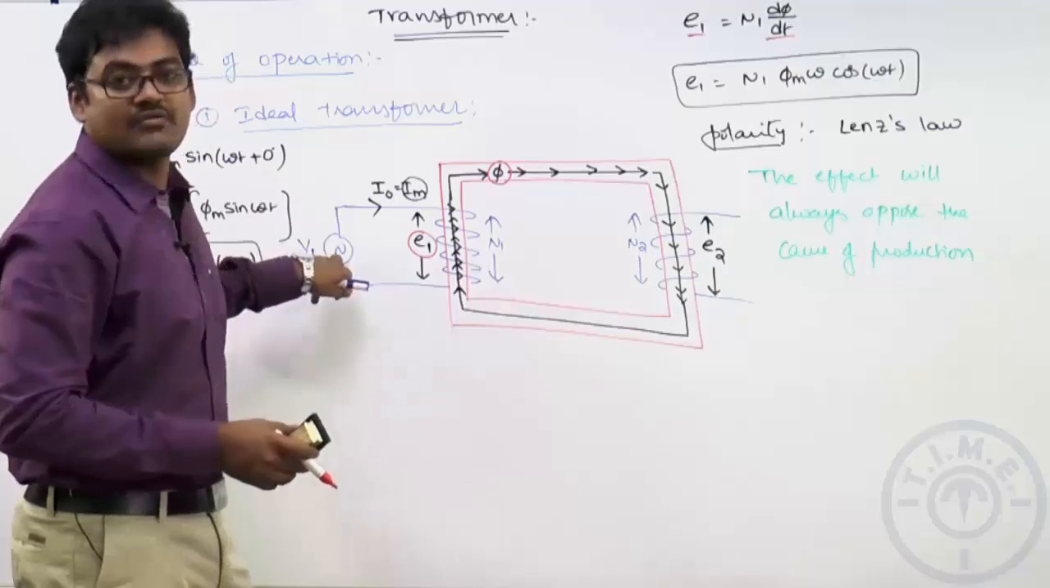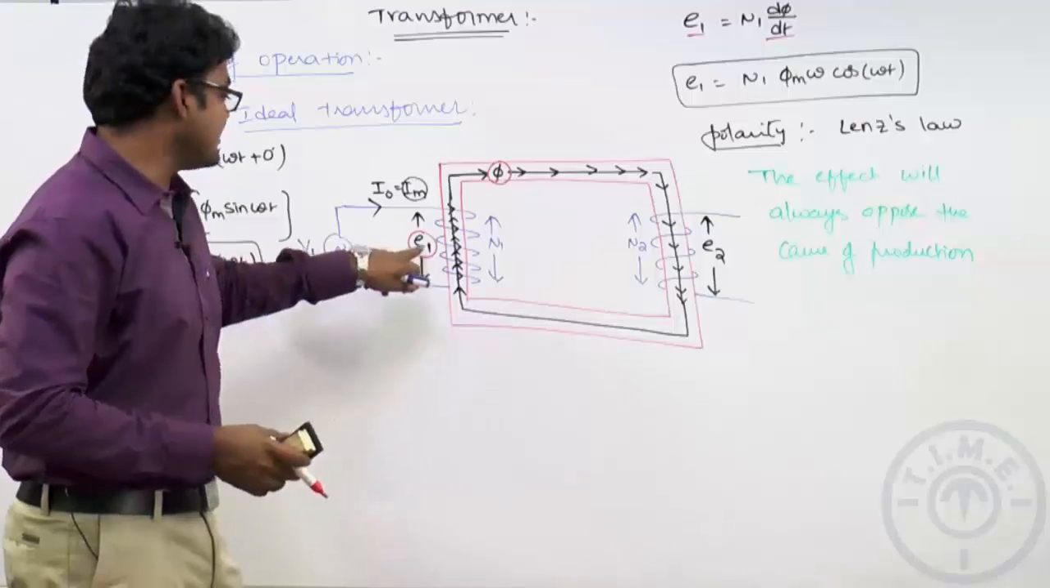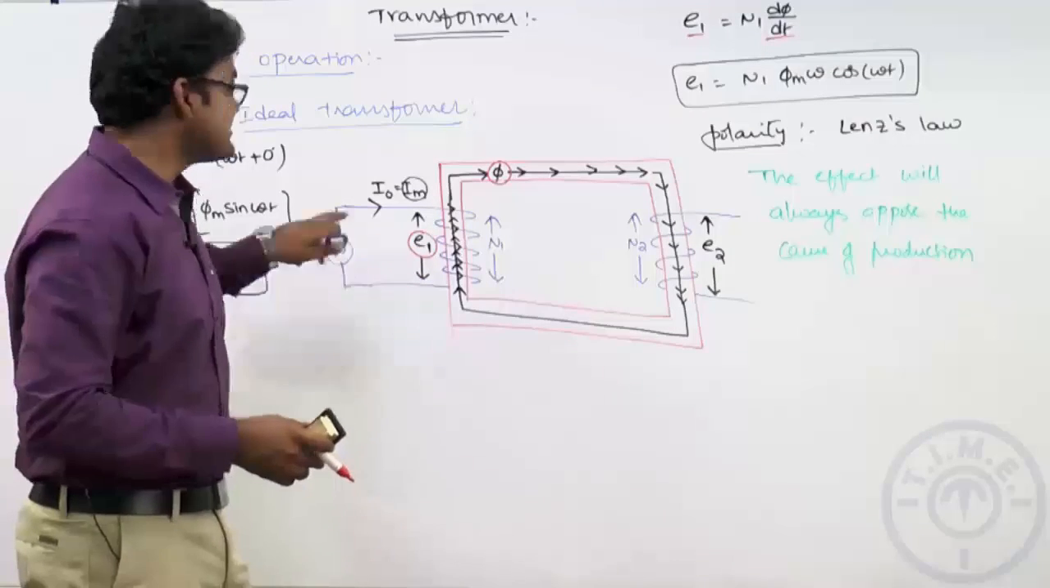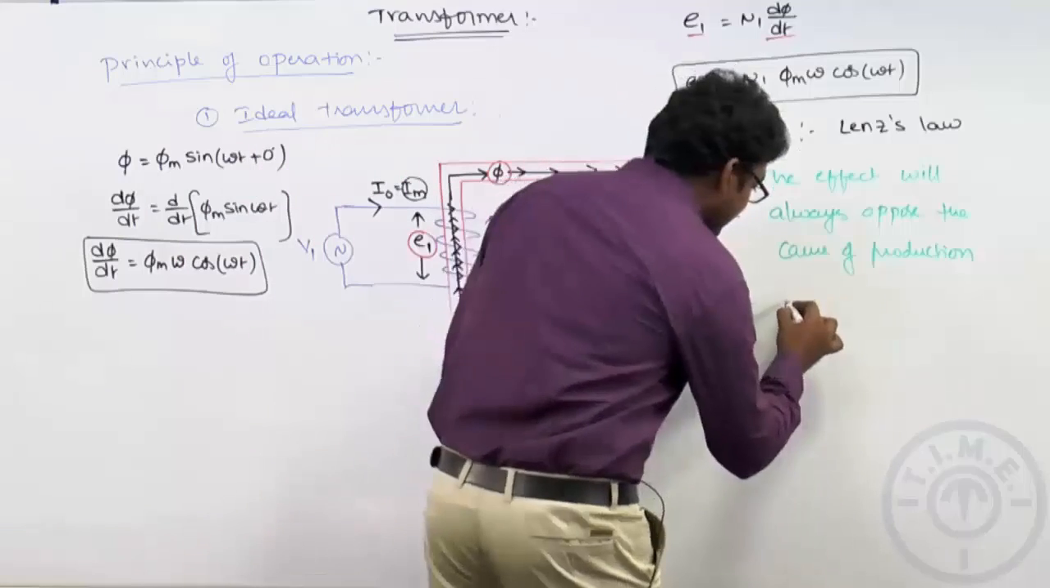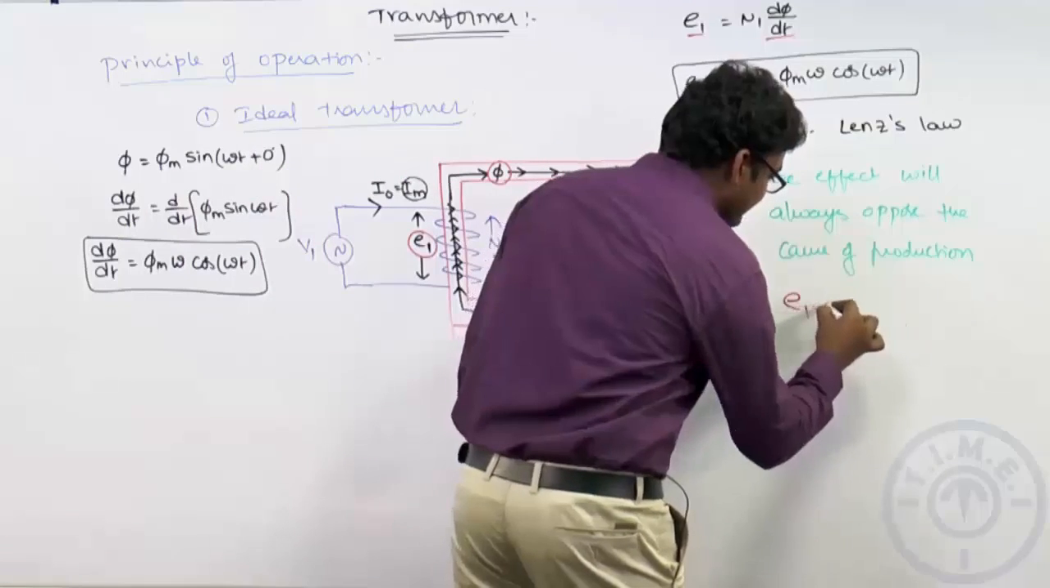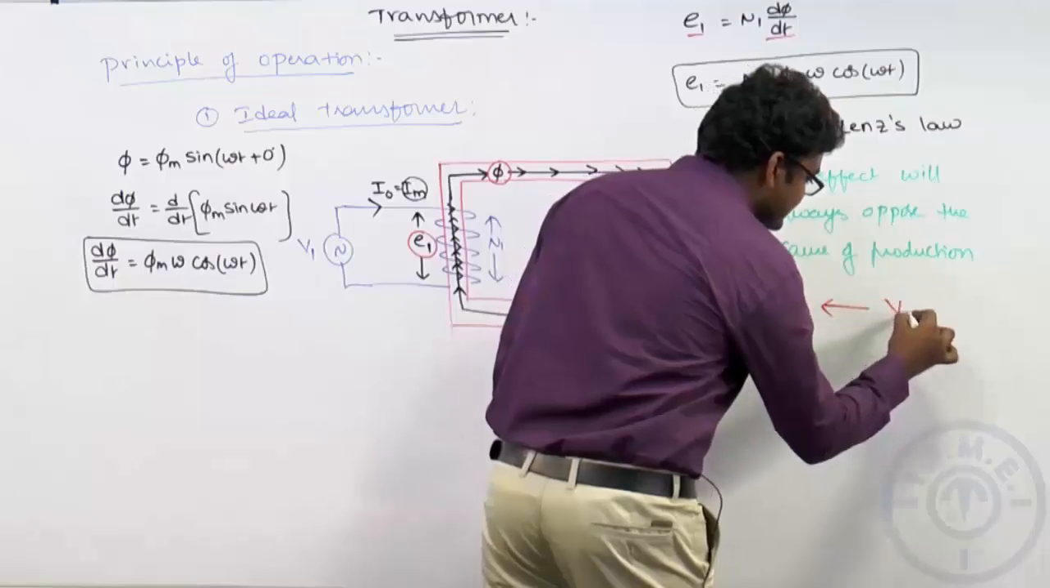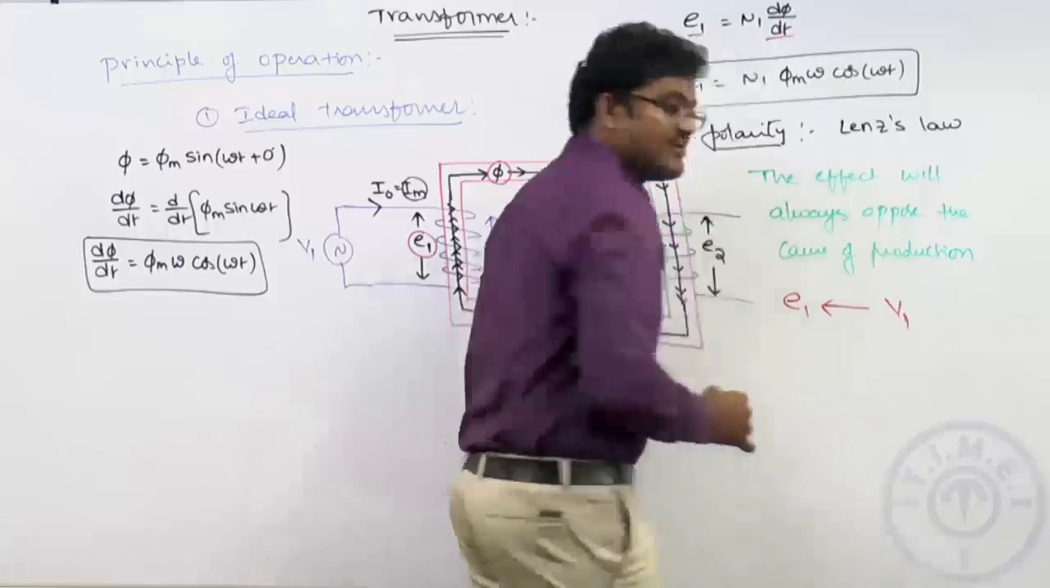Is nothing but the supply voltage. So indirectly, the reason for this induced EMF is nothing but the supply voltage. Here the effect is the induced EMF, and the reason for this induced EMF is nothing but the supply voltage, which is given by V1.